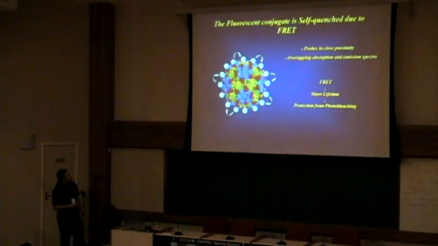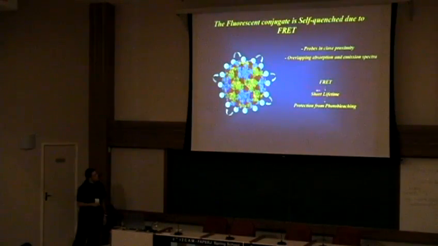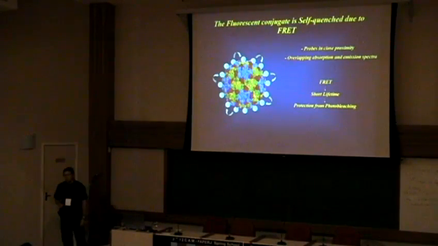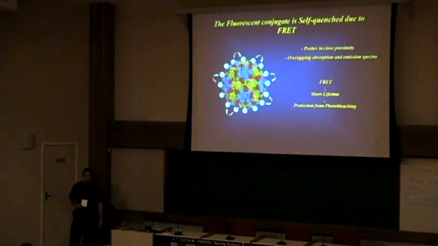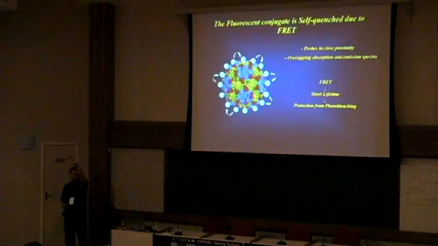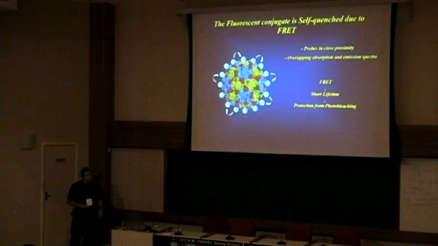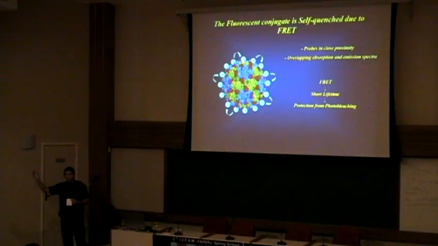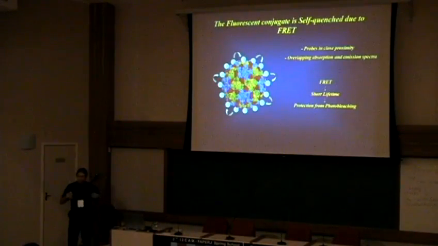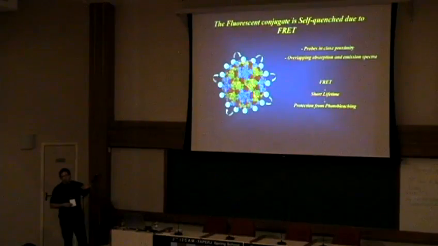And if there is energy transfer, lifetime would be very short. What's the lifetime? It's the time the electron stays on the excited state before it comes back to the ground state. So this is when the photobleaching reactions happen. If this time is very, very short, there is no time for the reactions to go on, so there is no photobleaching. So very short lifetime would protect from photobleaching.